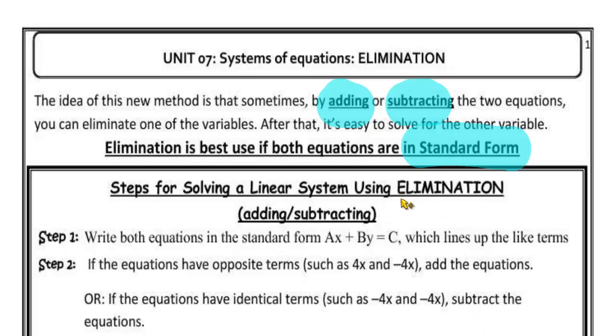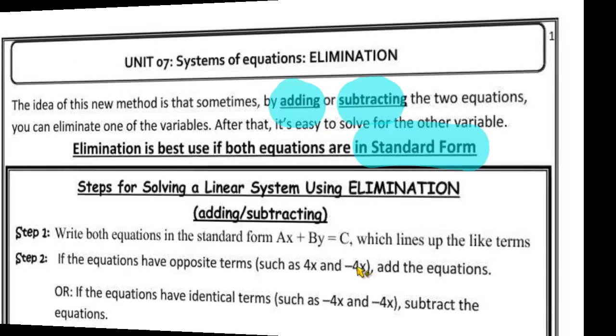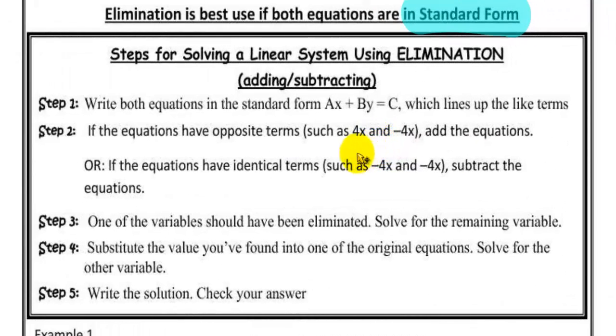For the elimination method, we will have two parts. The first part is when you're adding and subtracting the two equations. And then later on, we are going to discuss part 2 of elimination. That is, we need to multiply first before we can add and subtract and eventually eliminate the variable. This method will work if both equations are in standard form, which lines up the like terms.